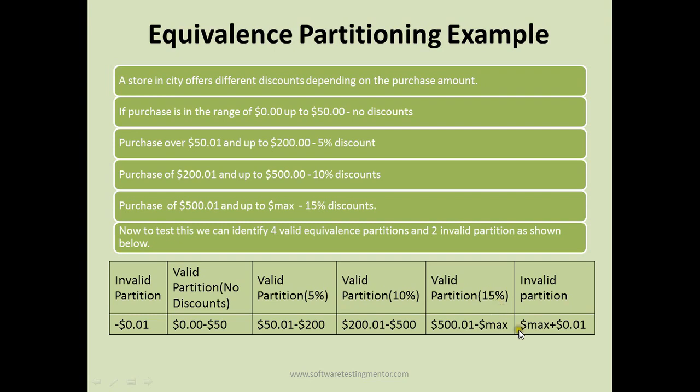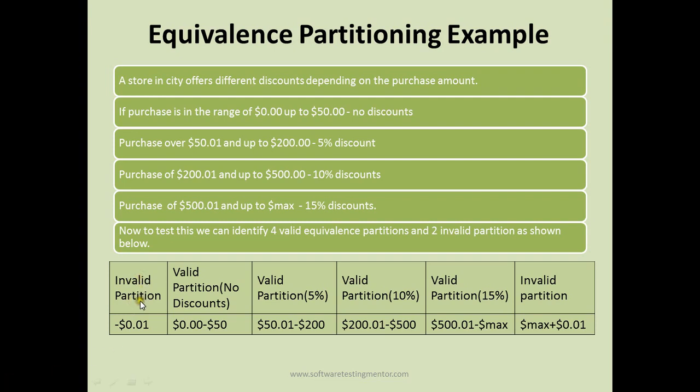Any purchase above the maximum is not allowed. That means that is an invalid partition. All right, and any purchase below $0, any negative value, is not allowed, and that is also an invalid partition. So you have 4 valid partitions and 2 invalid partitions in this case. So applying equivalence partitioning in this scenario made your task very easy.